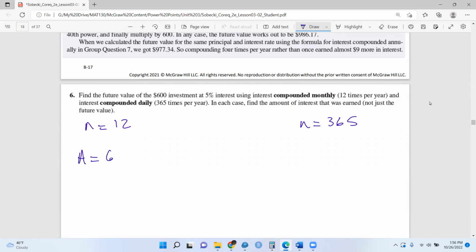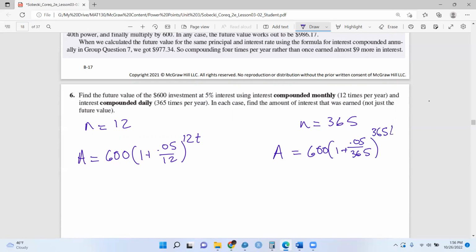So A equals the 600 times 1 plus 0.05 divided by 12 raised to the 12t. And then over here, I'm going to write a second one. A equals another one, 600 times 1 plus 0.05. This time we're dividing by 365, and we're raised to the 365 times t power.